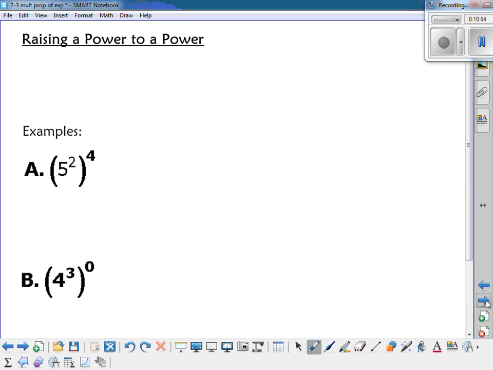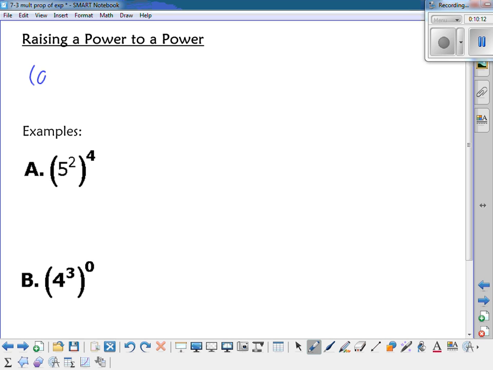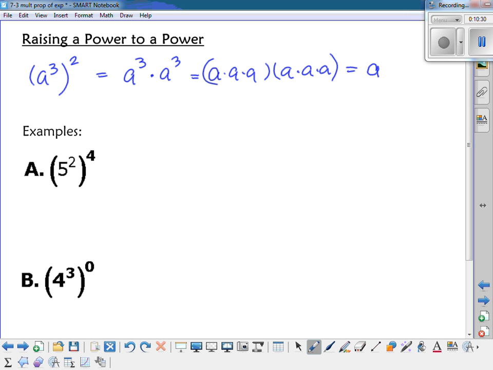All right, next thing we're going to look at is raising a power to a power. So what I mean by that is, suppose I have a cubed in parentheses, and then I'm raising that to the second power. Well, that's the same as doing a cubed times itself twice. And of course, a cubed is a times a times a, and then a times a times a. So now I have a total of 6 a's, so it would be a to the 6th.